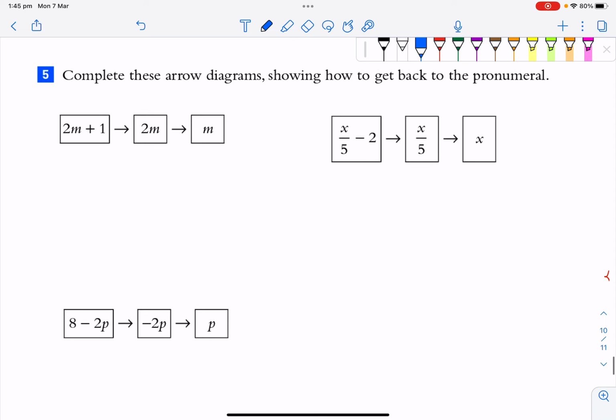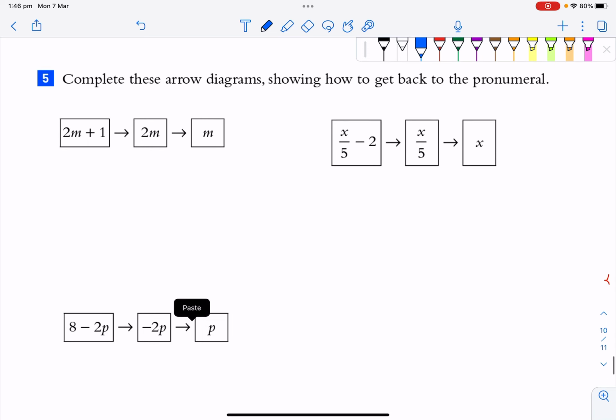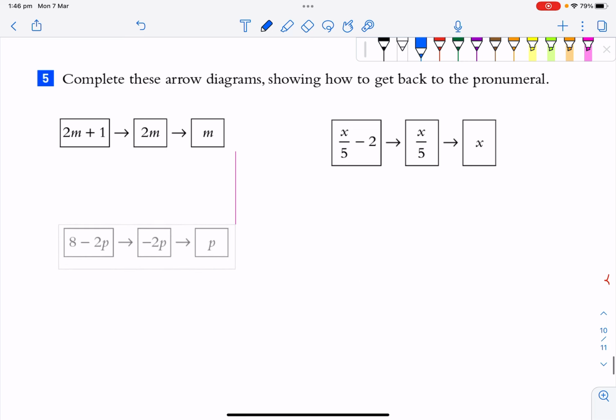All right. Over here, complete these arrow diagrams showing how to get back to the polynomial. So this is reverse operations. We're going to start from somewhere and we're going to reduce it down to m. And it's quite straightforward. You won't have any issues with it. First thing you do is just look at whatever term is missing from here to here. That's what you're going to apply the reverse operation to, or the inverse operation as the heading of this exercise is. So right now there's a +1.